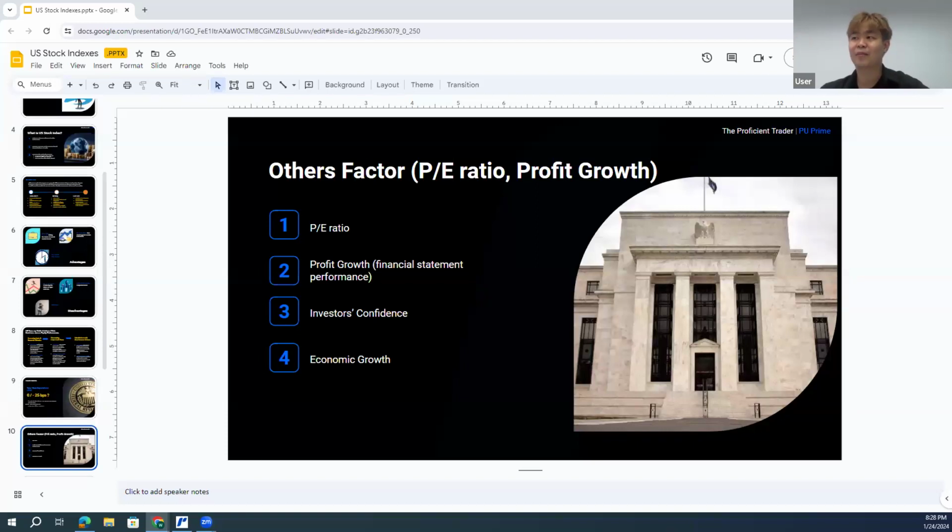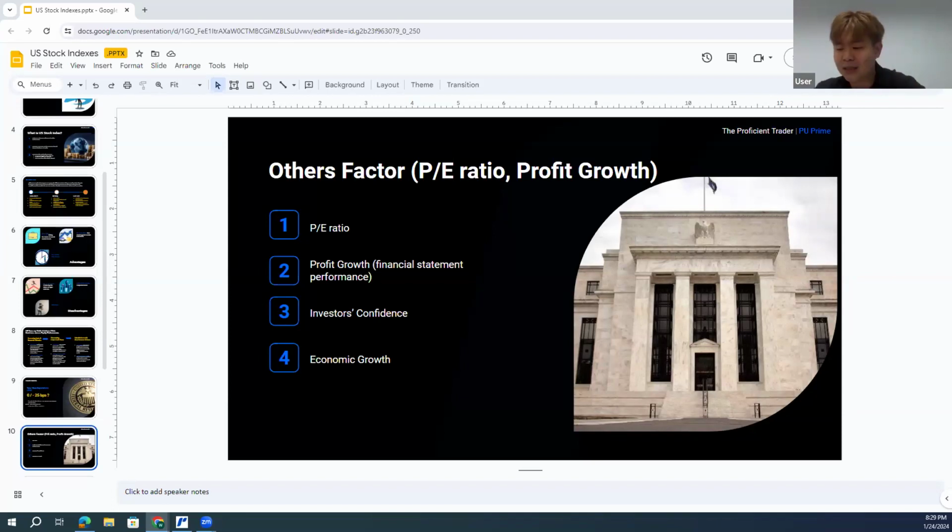And then the next thing is profit growth. Very simple. You can just refer to the financial statements of big companies. For example, if you notice a lot of semiconductor sector companies releasing very good financial results, they will likely benefit the Nasdaq also. So profit growth and financial statements are one thing that you can focus on.